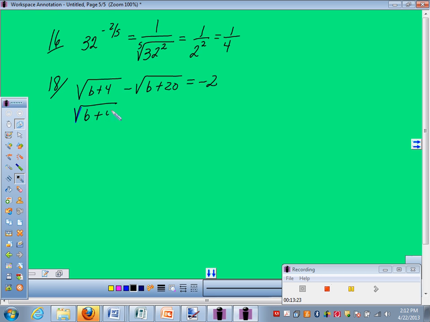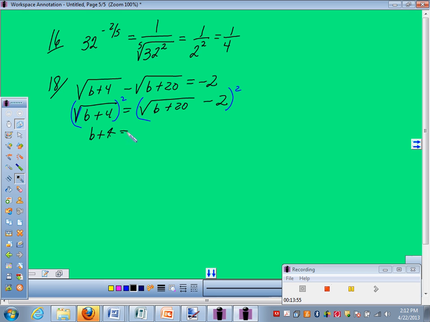So we have the square root of b plus 4. I'm going to add the square root of b plus 20 to the other side. And then there's still a minus 2. Or you can write it in opposite order: negative 2 plus the square root of b plus 20. Doesn't matter what order. Then you square both sides, which you've got them separated. So, square your left side, that's a toughie. We get b plus 4.